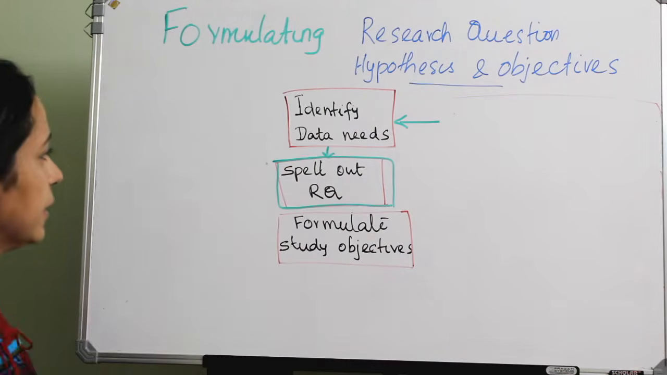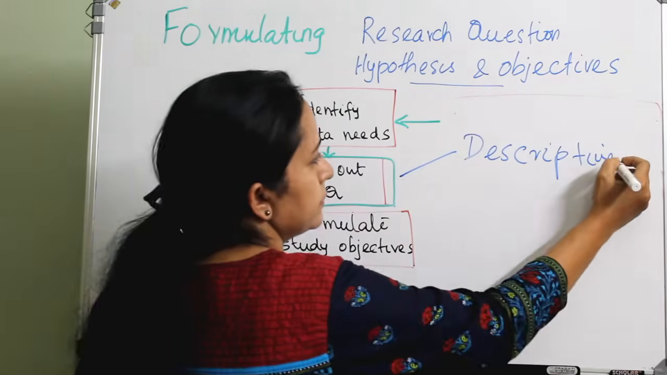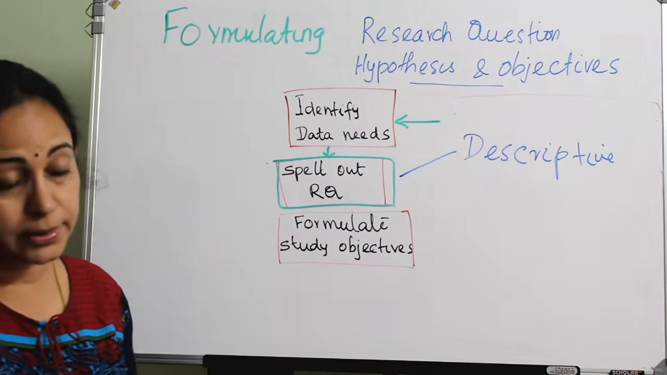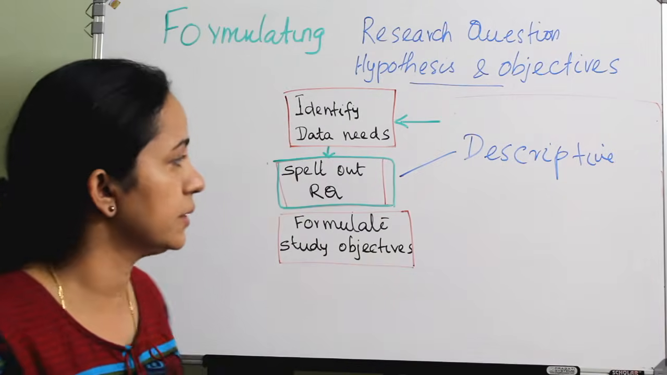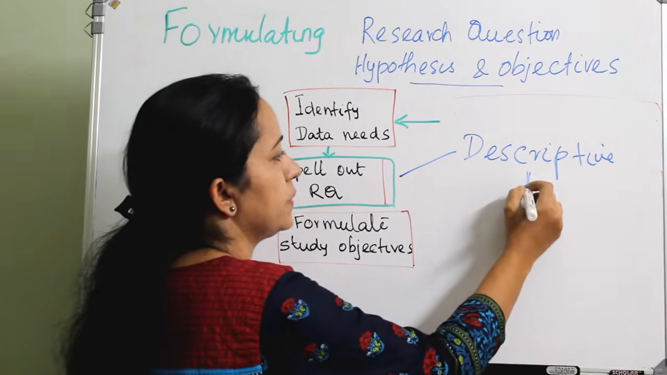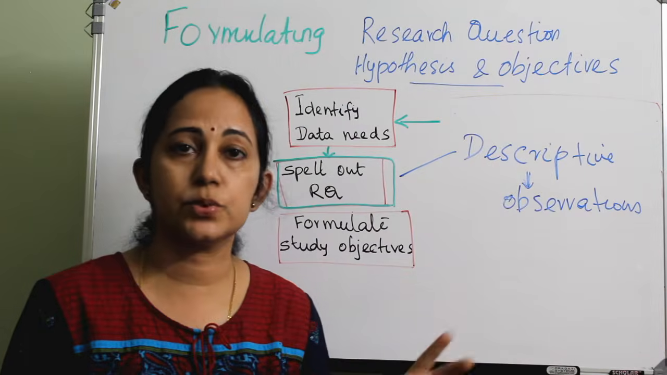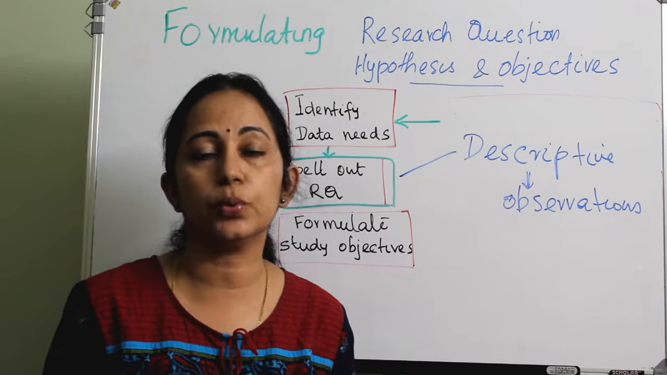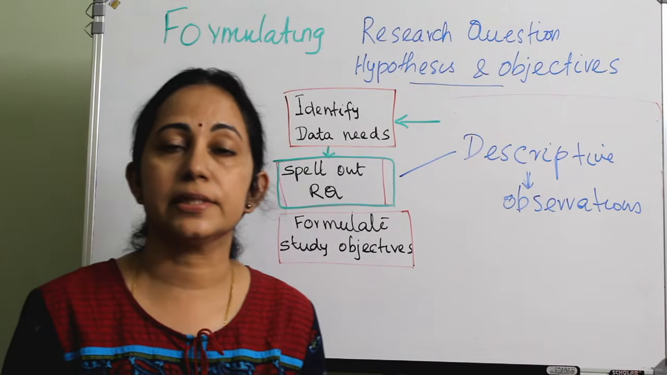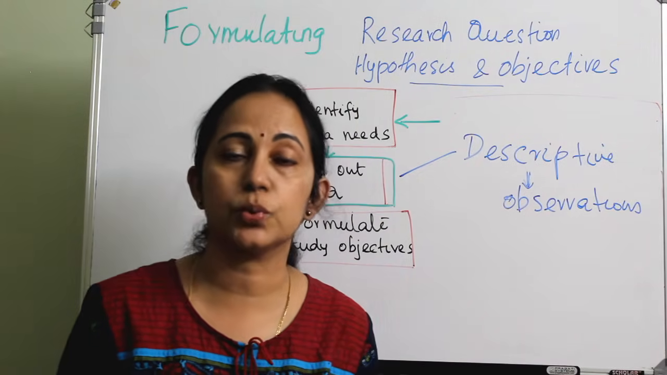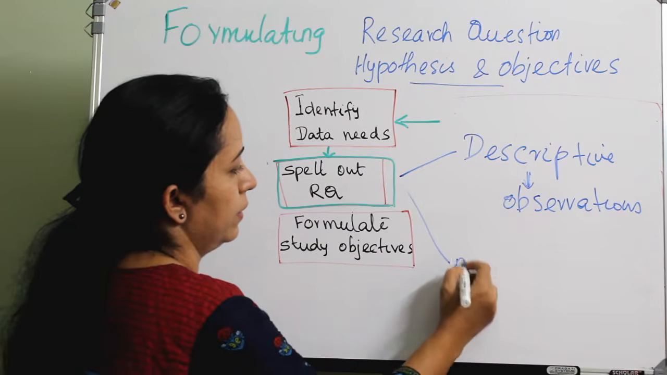It can be either a descriptive research question. There is no comparison or there is no intervention. There are only observations, only observations to measure the quantity. There is no intervention or comparison. And if there is an intervention or comparison to test a hypothesis, it becomes an analytical research question.